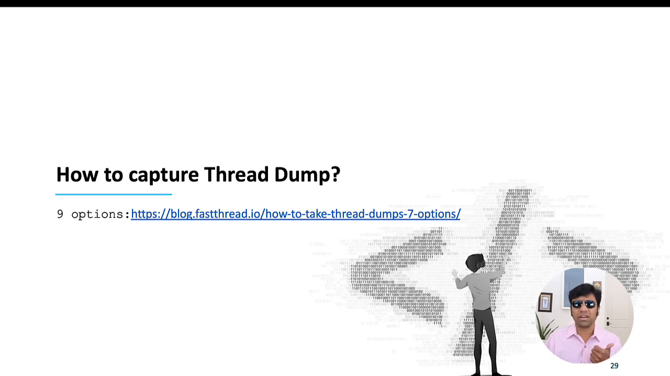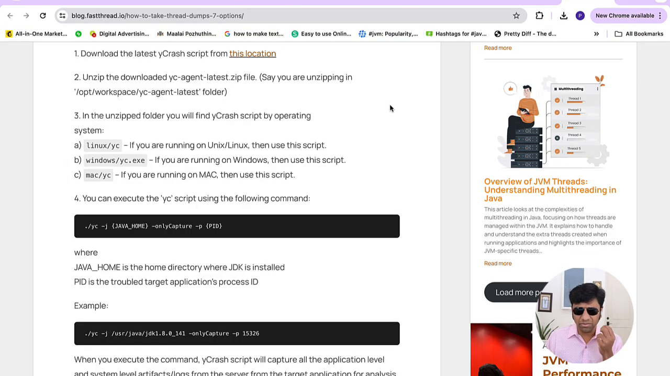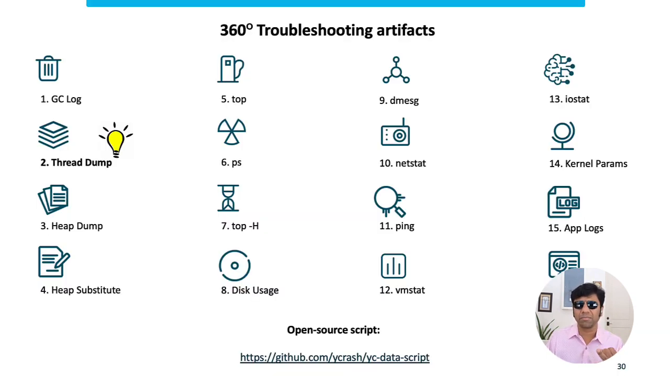The first option, which is one of my favorite options, is using this open source script. You just need to pass the process ID, your Java process ID. When you trigger it, the script is going to capture 360-degree data from the application. It captures the GC log, thread dump, heap dump, and the system level artifacts, the kernel logs, application logs, and bundles all of them into a zip file. Because when a performance problem is happening, it could happen because of any reason, so having all the data is going to help us get to the root cause.